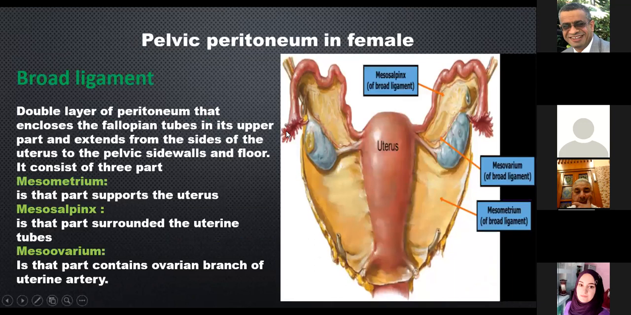Regarding the ligaments of the pelvic peritoneum in the female, one of them is the broad ligament, which is a double layer of peritoneum that includes the fallopian tubes in its upper part and extends from the sides of the uterus to the pelvic side wall and floor, and it consists of three parts. Mesometrium is the part that supports the uterus, mesosalpinx is the part that surrounds the uterine tubes, and lastly mesovarium is the part that contains the ovarian branch of the uterine artery.